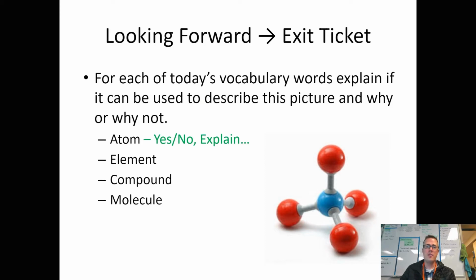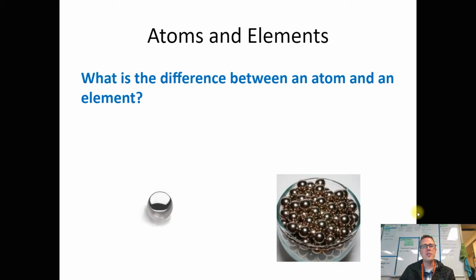Your exit ticket, if you are in class right now, is going to be what you see on your screen. Your job is going to be to classify the thing that you see, the blue and red thing that's on your screen. Those are things that we use in chemistry to diagram what matter looks like on the smallest scale possible. So let's start off with atoms and elements.